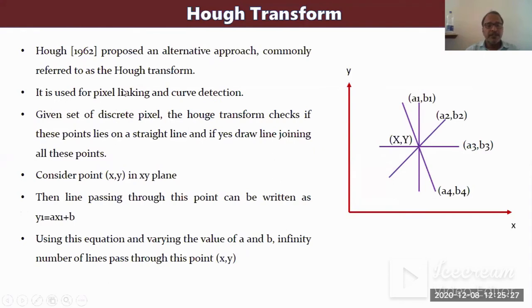In this transformation, we can consider the point (x, y) in the xy plane. The line equation, we already know, is y = ax + b. This is a line equation. Now in this transformation, the Hough transformation, we can consider different values for a and b. Then there are a number of different lines which pass through the point (x, y). So this (x, y) is the point we consider, and from this point an infinite number of lines will pass through this point, each having different a and b coefficients. So this point we have to discuss.